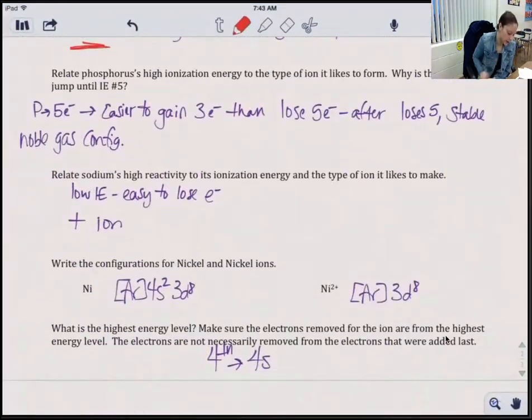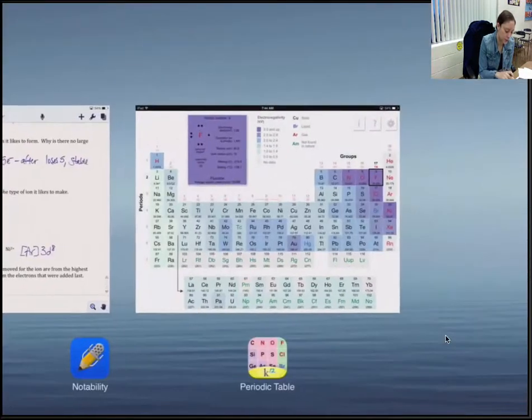Sodium's high reactivity relates to its ionization energy and what type of ion it likes to make. I said that metals like to be positive ions, that's what I have there, they make cations, because they have low ionization energies. Because they would much rather lose electrons than gain them to look like a noble gas. So sodium is very, very reactive because it only has to lose 1, okay, compared to something else that has to lose 2, or something else that has to lose 3.